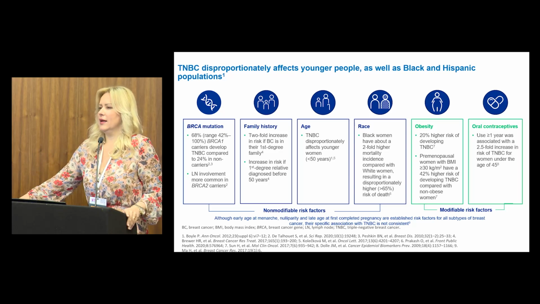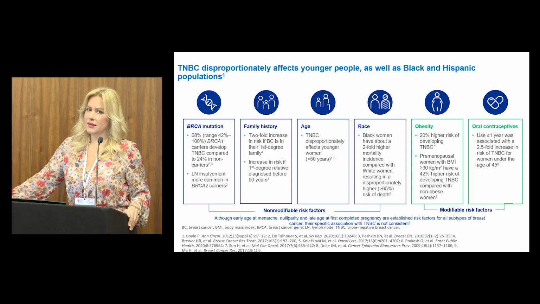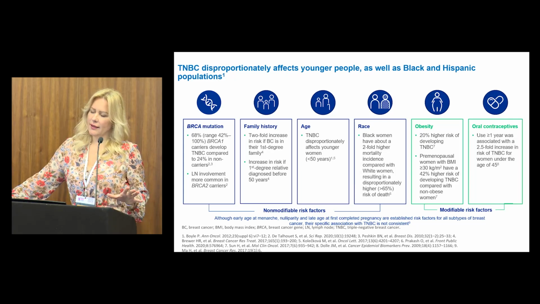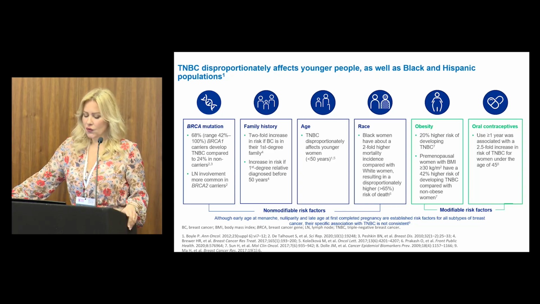Now, what are the risk factors? We do know that the majority of patients with triple negative breast cancer will present much earlier in life, so younger patients, as well as Black and Hispanic populations, have a higher risk. On the left side, we can see these non-modifiable risk factors. One is the BRCA mutation, which I'm sure you're all aware of, and the family history. There's a twofold increase in risk if breast cancer is in their first-degree family, and the increase in risk is greater if the first-degree relative is diagnosed before the age of 50.